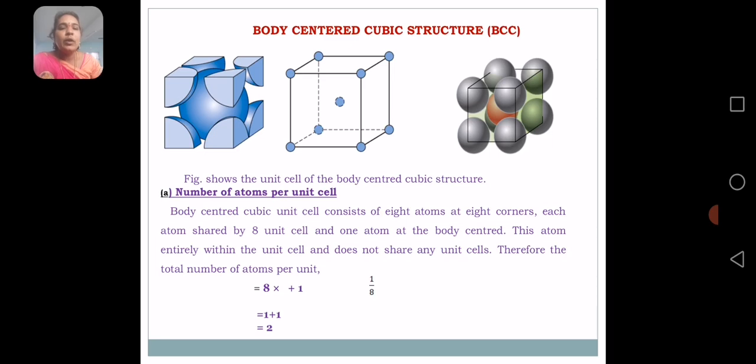So, number of atoms per unit cell. First we find the number of atoms per unit cell. In the body-centered cubic structure there are 8 atoms at the 8 corners, and in addition 1 atom at the body center.